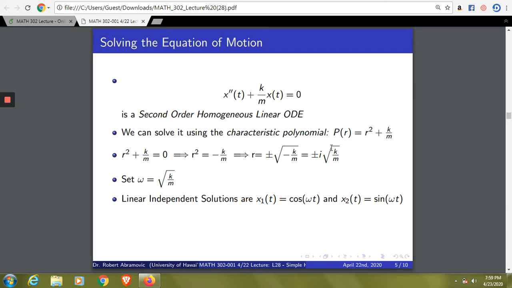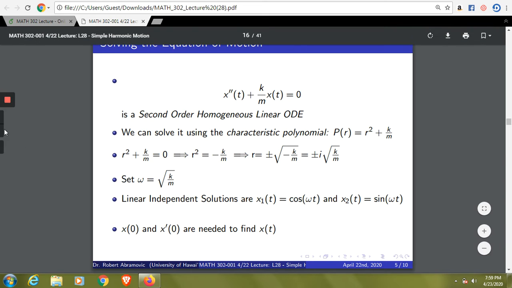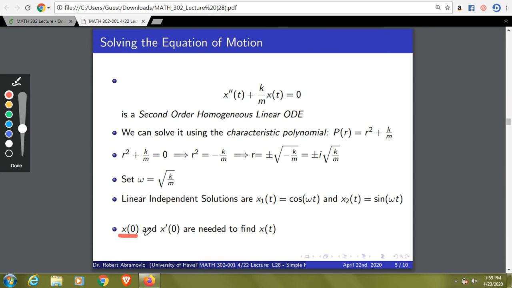So we have linearly independent solutions. x1 of t is cosine omega t. x2 of t is sine omega t. x of 0 and x prime of 0 are needed to find x of t. So notice these two values are going to be initial conditions. If we don't have them, x of t is not going to be completely determined, except in special circumstances.